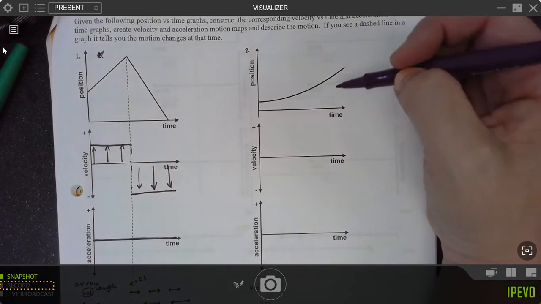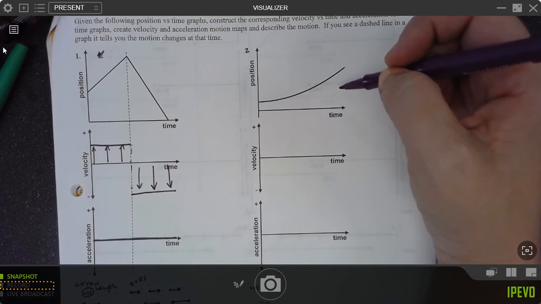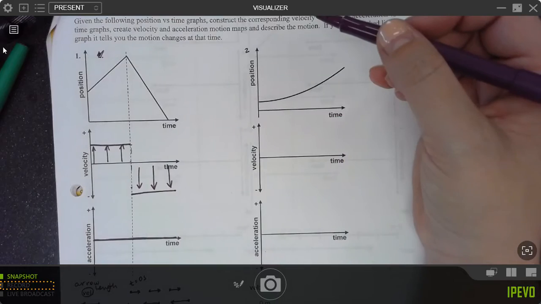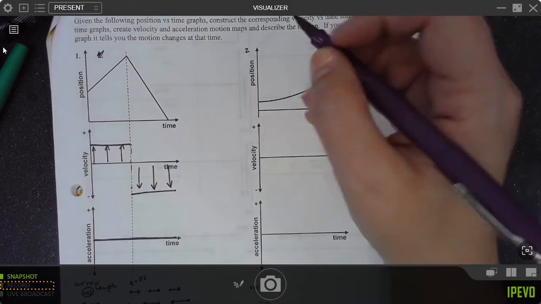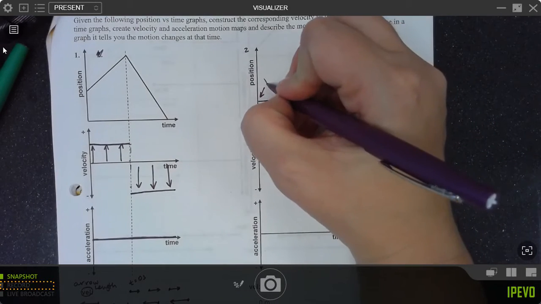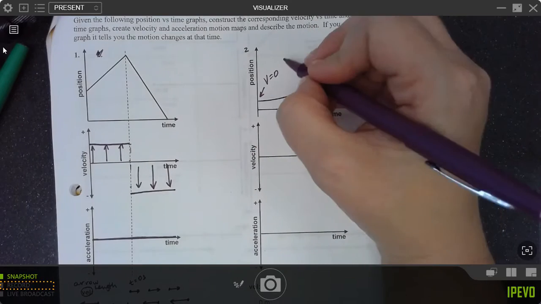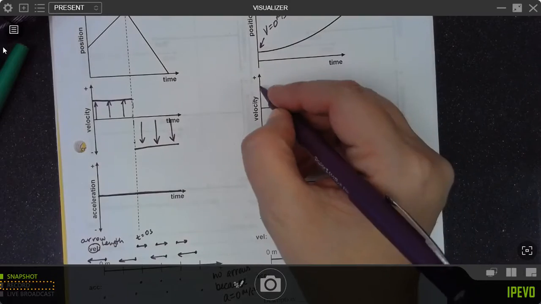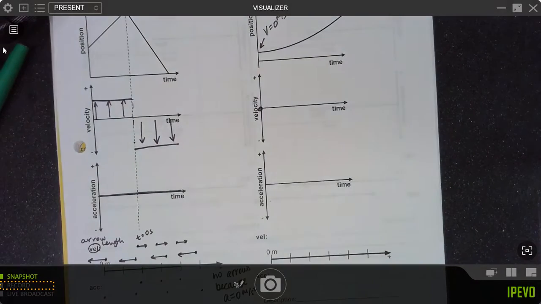So when I look at these, one of the things I look for is does it have a constant slope? The other thing I look for is is there a place where the slope is 0? Looking at this one, we can see that the slope is 0 at the very beginning, so our velocity at the very beginning must be 0. So we can just go ahead and draw that on our velocity versus time graph.